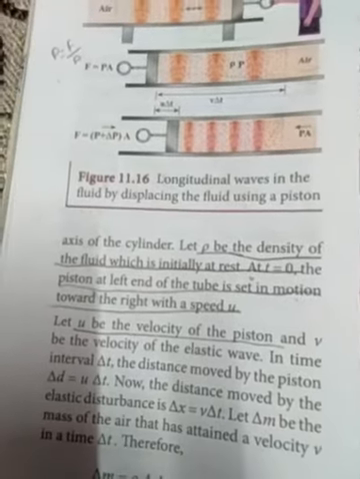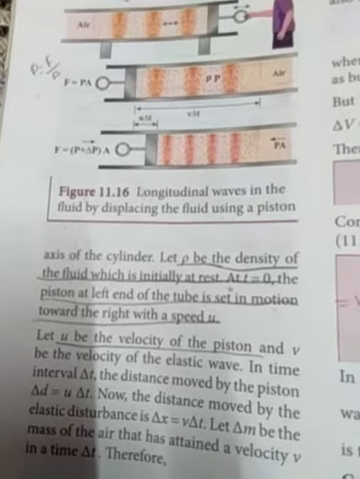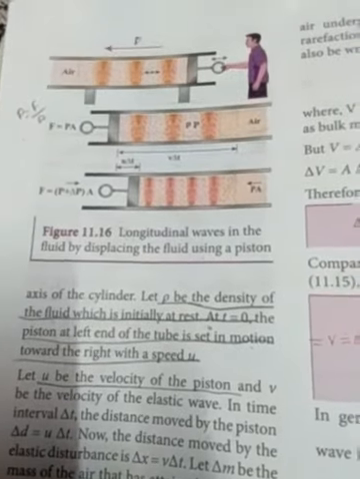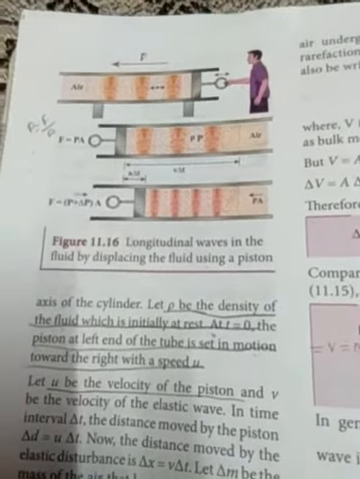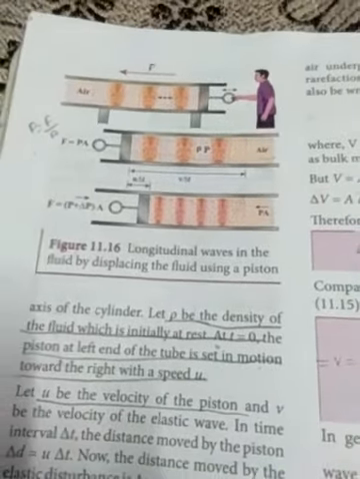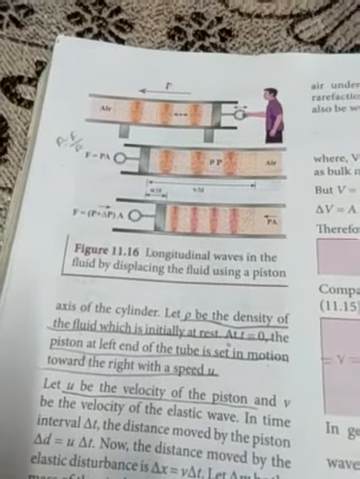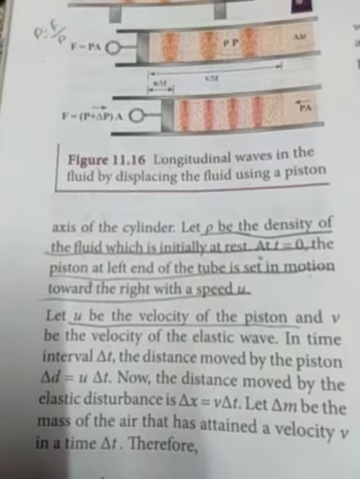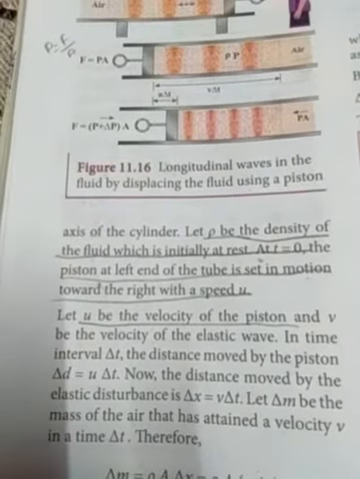The piston at the left end of the tube is set in motion towards the right with a speed u. So the tuning fork, whichever side you create the vibrating longitudinal waves, the opposite side moves with the waves. That is the wave speed. Let u be the velocity of the piston and v be the velocity of the elastic wave.